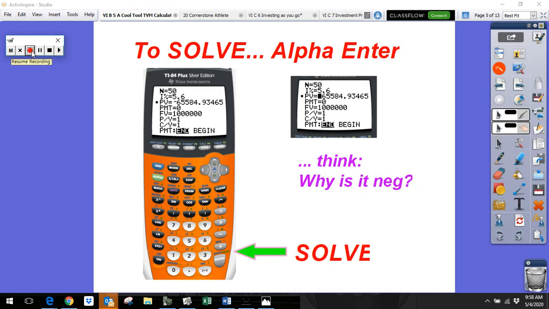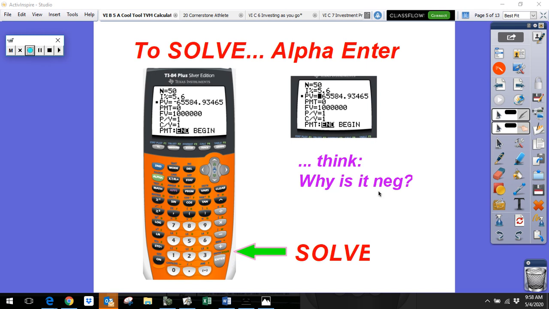So something to think about. You may have noticed as this comes up that it's negative. And if you notice, you'll see the dot. If you look back at your screen, you're like, hey, which one did I solve for here? You solve for PV. It'll have that dot there. Again, using solve, that's down here by the enter key.